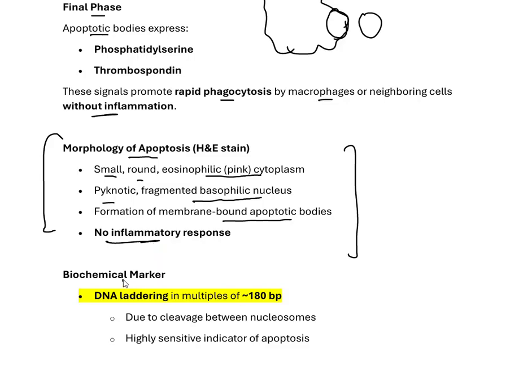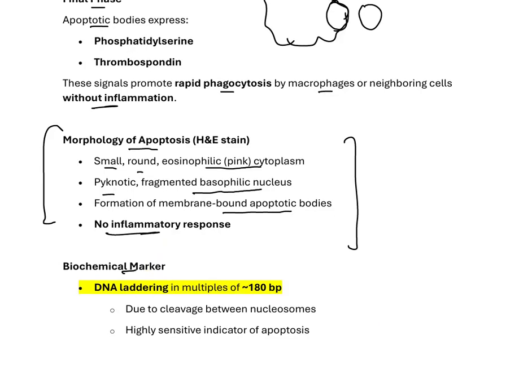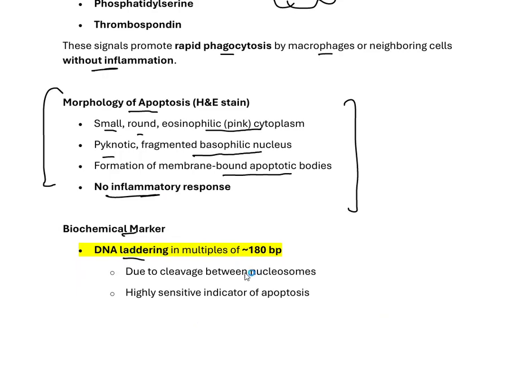And what about biomarkers? What are we going to see on biomarkers? When you do your DNA laddering, you're going to see multiple 180 base pair fragments. When the endonuclease is breaking down the nucleus and cutting the DNA, it cuts it into multiple 180 base pair pieces. So that's how you know that this cell actually died by apoptosis. This is due to cleavage between the nucleosomes, and this is a highly sensitive indicator of apoptosis.